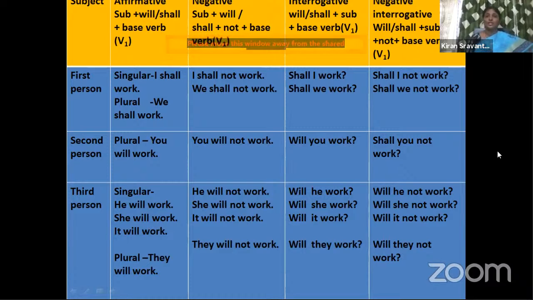Shall I work? Shall we work? Then will you work? Will he work? Will she work? Will it work? Will they work? And coming to the negative interrogative, shall I not work?